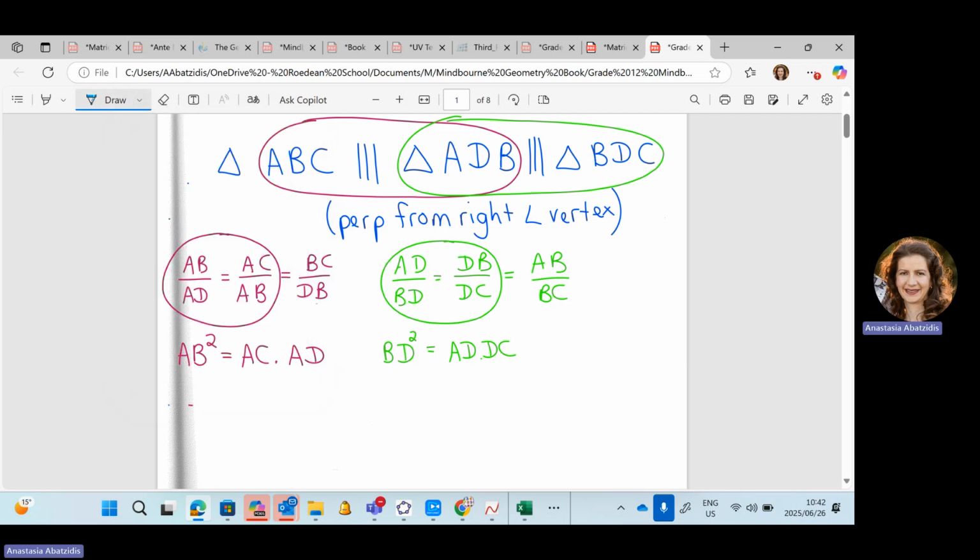Kristen, doing that one and that one, write the sides in proportion for me.